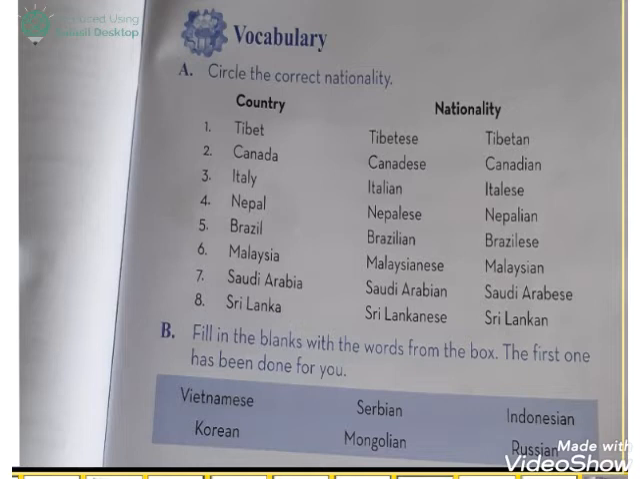Who can read the question? Okay. Number 1, circle the correct nationality. As we said, we add AN, or ESE to the countries to make nationalities. Let's answer this exercise by circling the correct answer. Number 1, Tibet. The person who comes from Tibet, what is his nationality? What do you think is the correct answer? The correct answer is Tibetan. So number 1, Tibet, Tibetan.